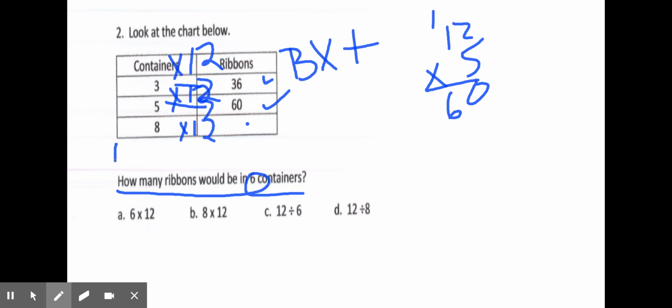So all I do is I make a new box. I put 6 on my container side. My rule is times 12, and then that would be my answer, 6 times 12. So be careful, just because they put a blank there doesn't mean they're going to ask for 8 containers. You better always go check your question. And if they ask for one that's not on the chart, then you make a new box and add it to the chart.